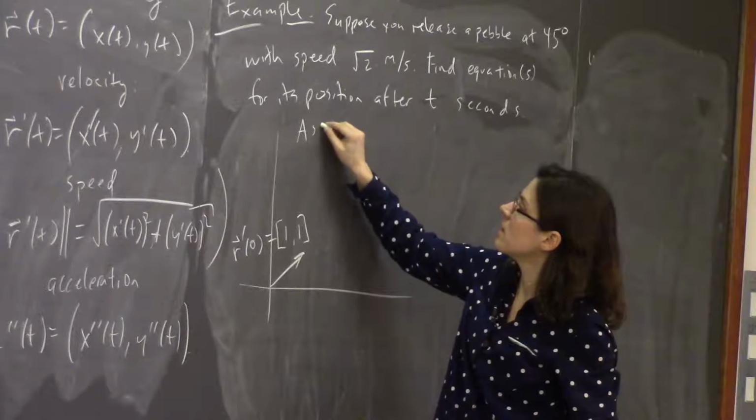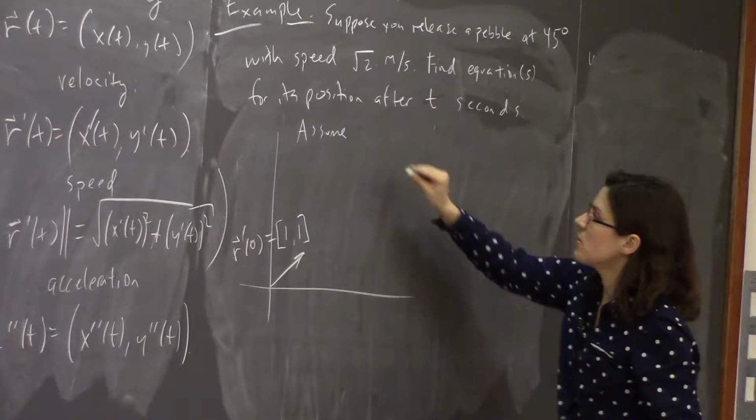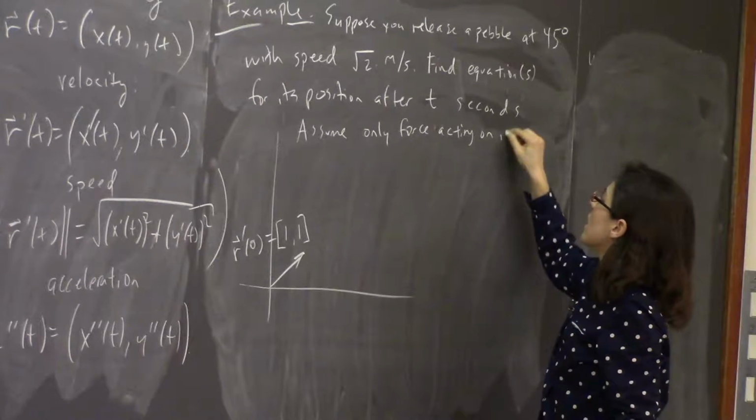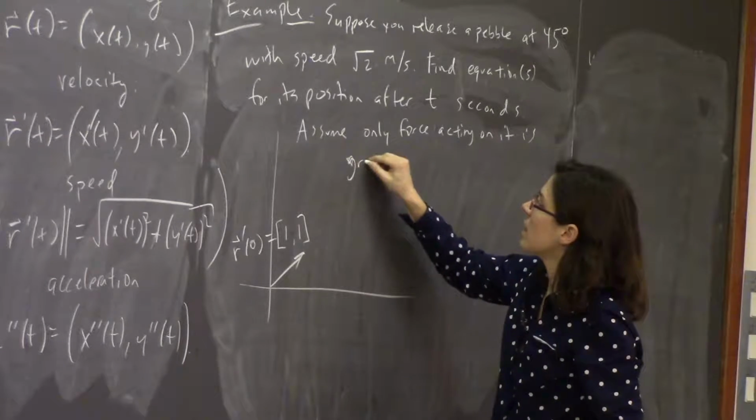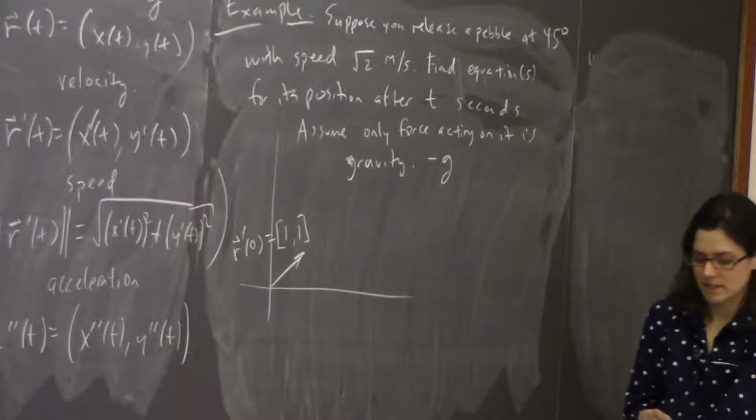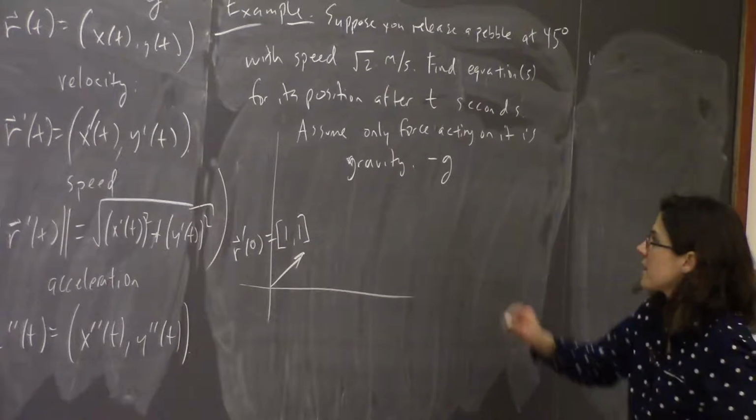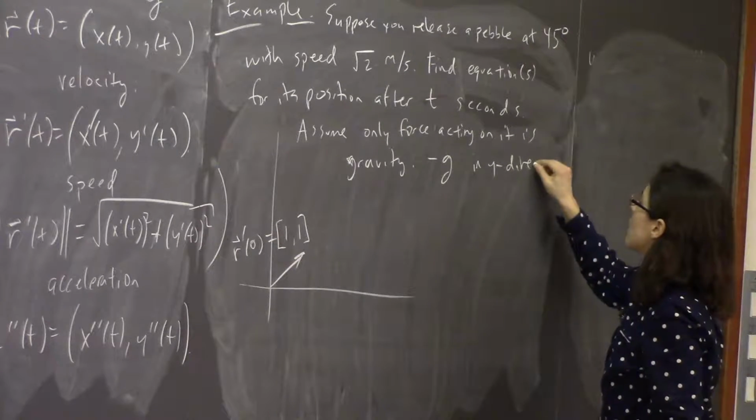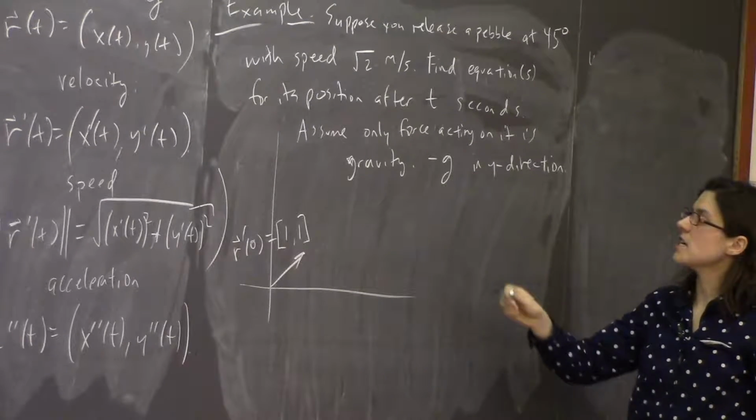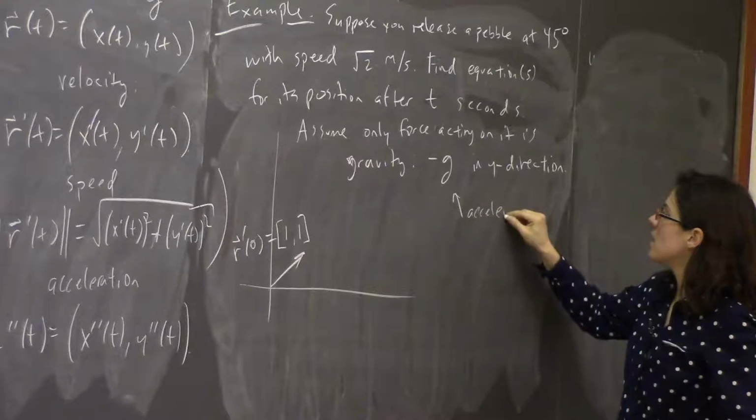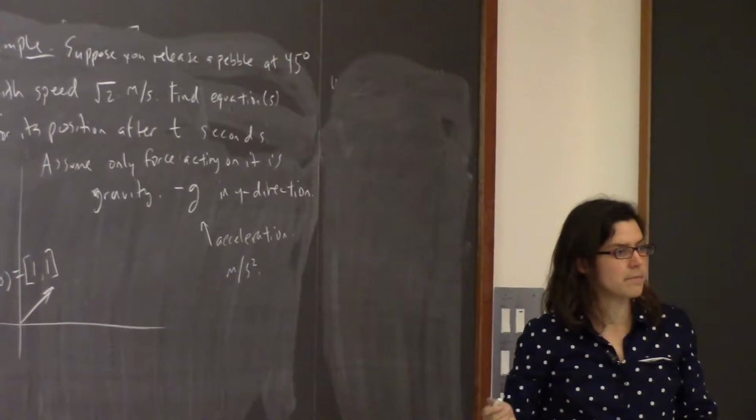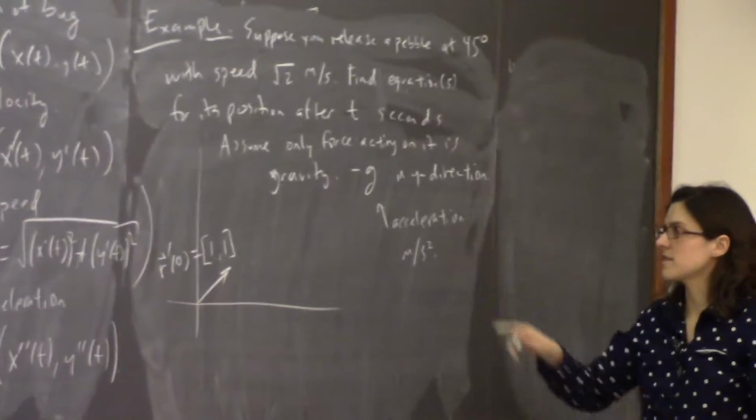And we assume that the only force acting on it is gravity, which is pulling down by a force of negative g. G is a constant in the y direction. OK, so let's do it. So negative g is an acceleration. It's measured in meters per second squared. It's about 9.8 meters per second squared, this g.